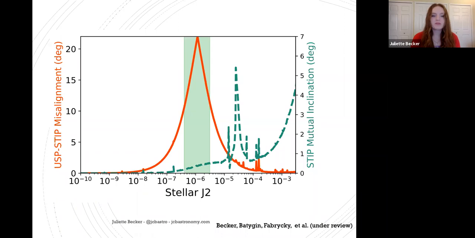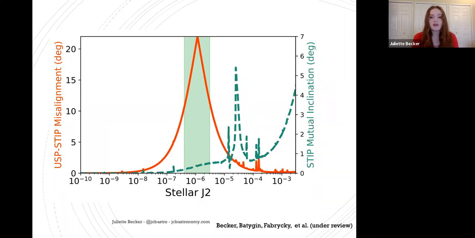So in orange, we have the misalignment between the ultra-short period planets and the STIP. And at high values, the resonance is outside of the STIP. So we don't actually get any decoupling due to the stellar quadrupole moment between the ultra-short period planet and the STIP. However, when you reach a stellar J2 of around 10^-6, what you see is a misalignment starts to arise. And at lower values than that, the resonance is interior to the ultra-short period planet. So if you have a J2 of like 10^-8, 10^-9, nothing will happen.